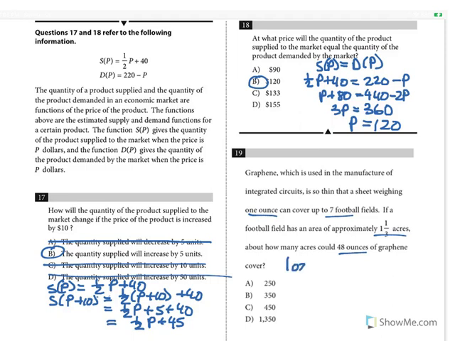We have 1 ounce can cover 7 football fields, and each football field has approximately 1 1/3 acres. So 7 times 1 1/3 acres tells us what 1 ounce can cover. So we're going to take that 1 1/3 and call that 4/3 acres for 1 ounce. So that is 28 thirds. So 1 ounce can cover 28 thirds acres.